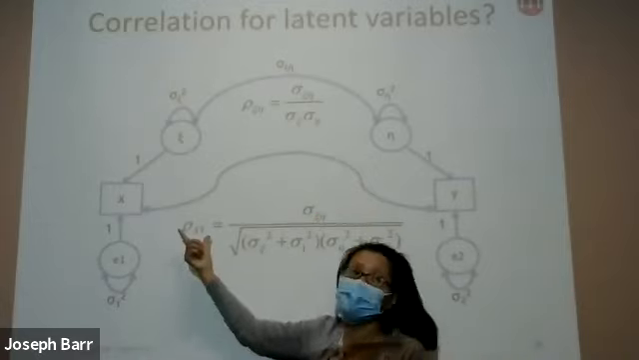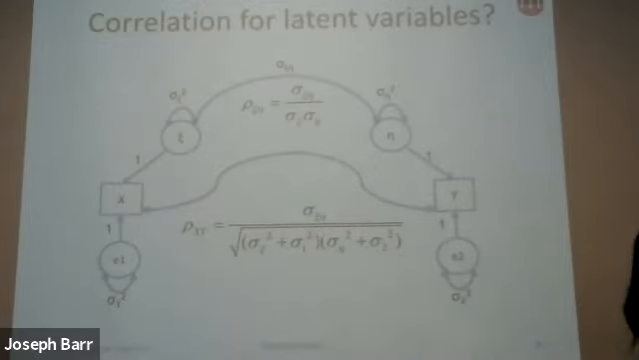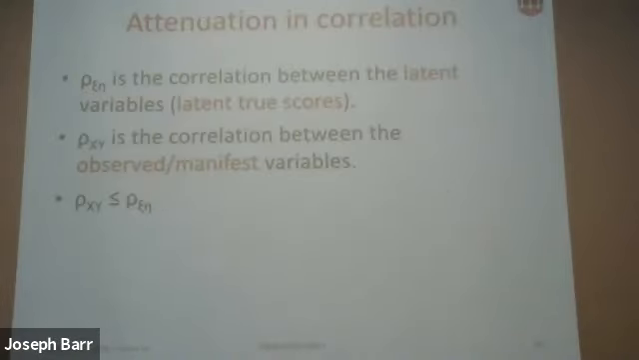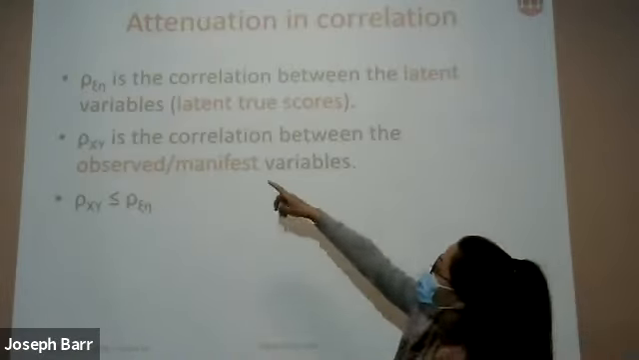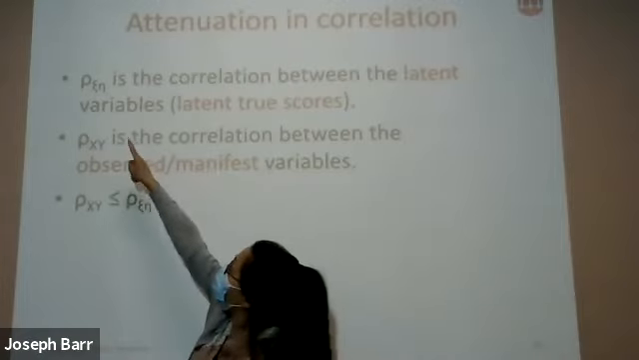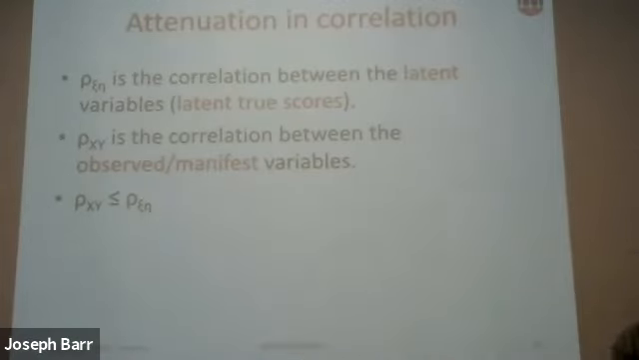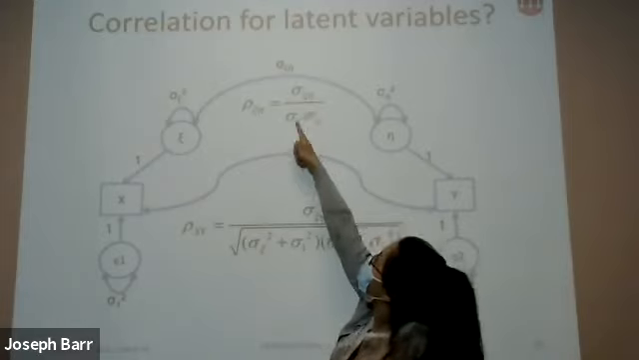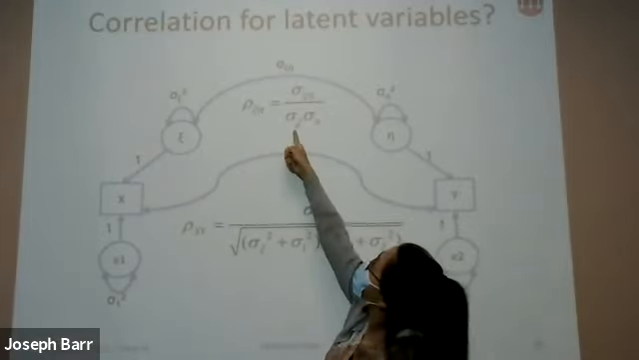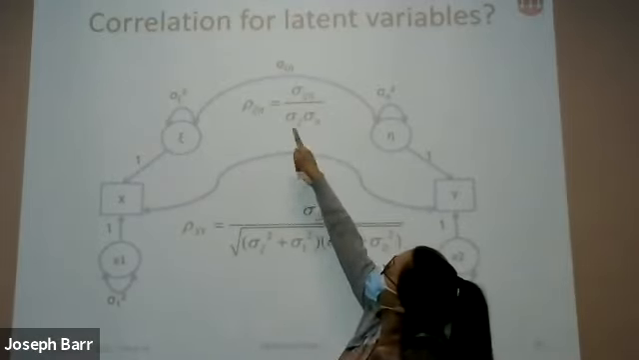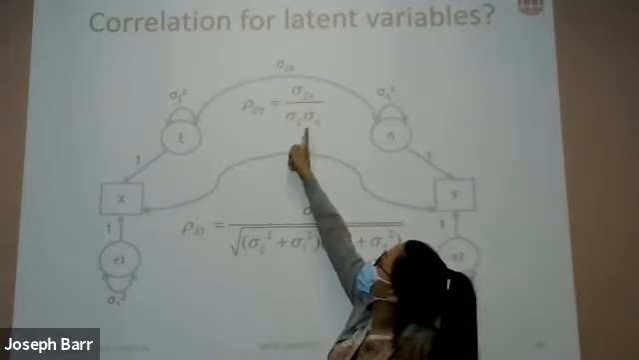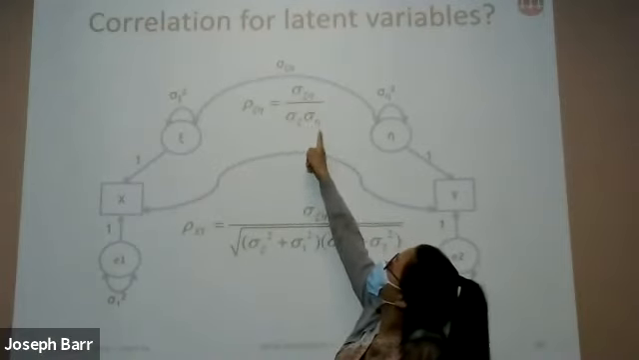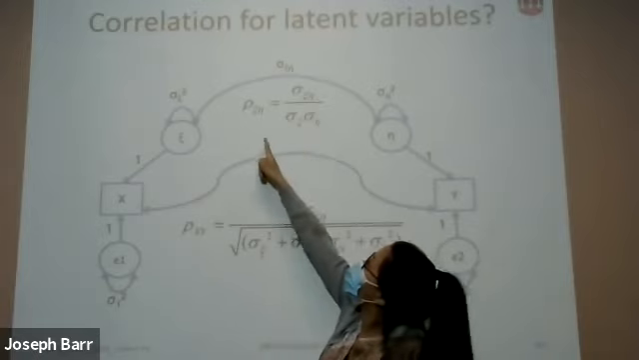This is the correlation between the observed x and y. You can see these are different. If you do the comparison, the top one is the true correlation, the correlation between these two values. We have the covariance between xi and eta, divided by the square root of the variance of xi and the square root of the variance of eta. That is the true correlation.